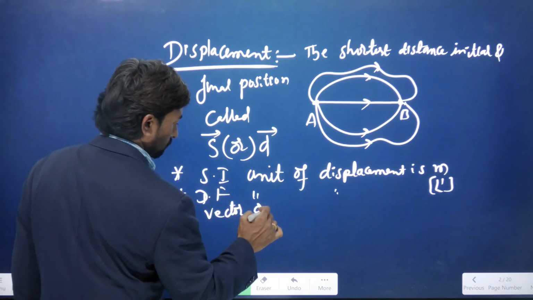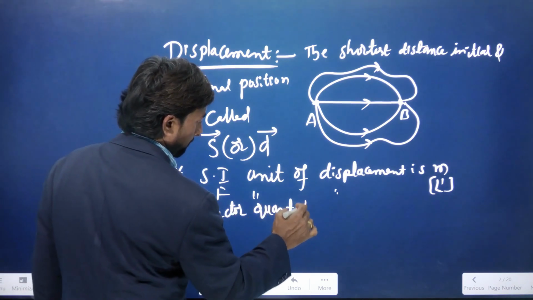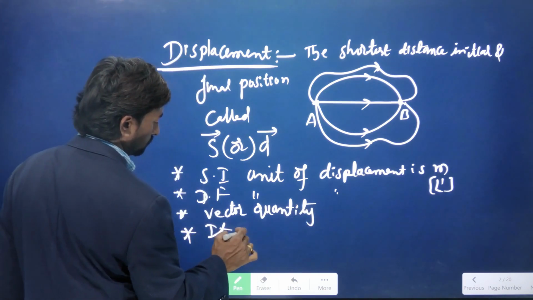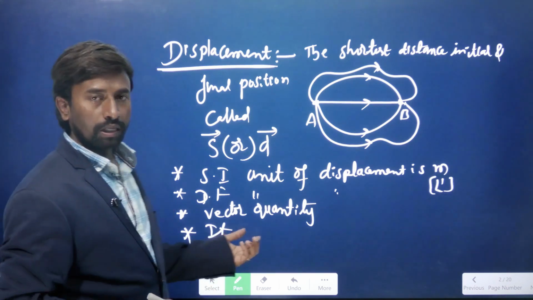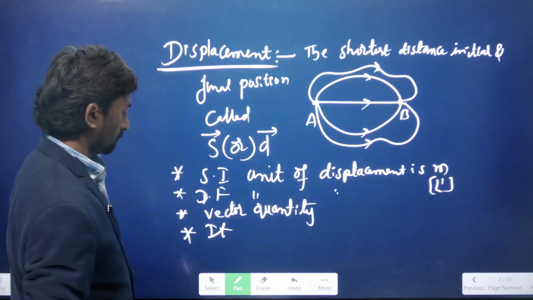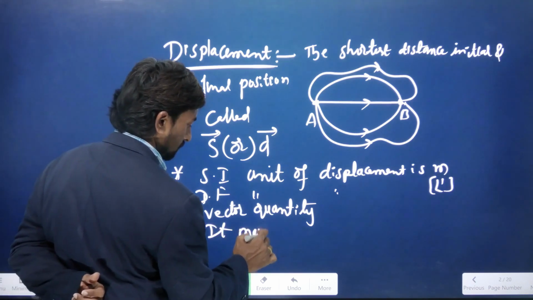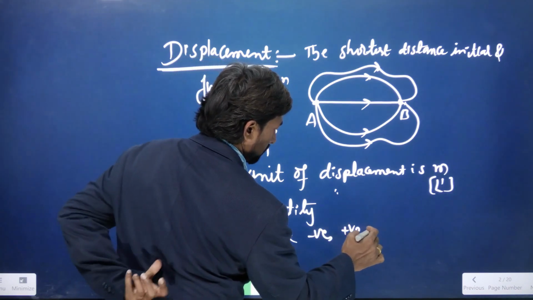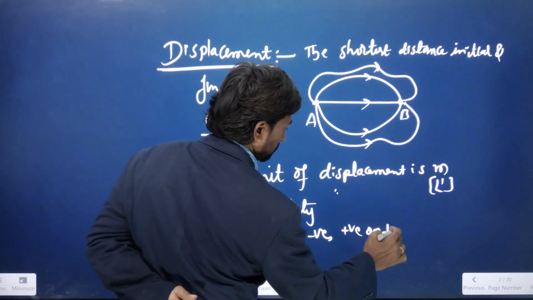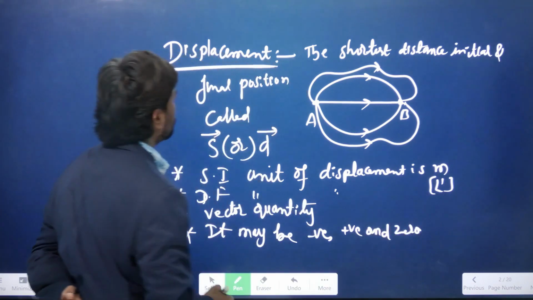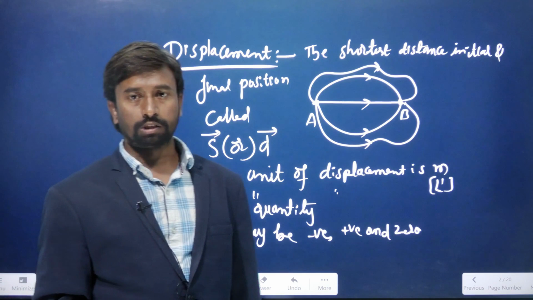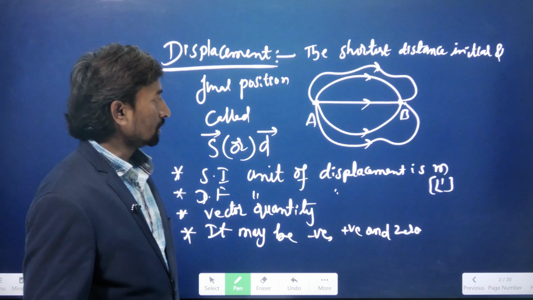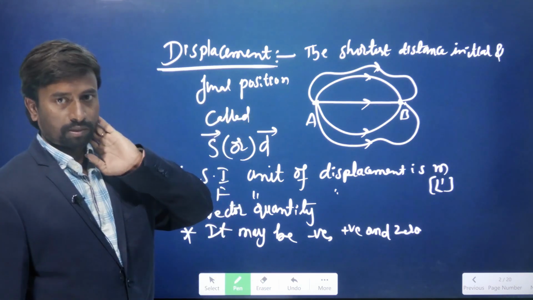Vector quantity, and this displacement value may change; it may be 0, and it may also have negative and positive values. So this is about the displacement. Displacement is nothing but the shortest distance between the initial and final position. So what are the differences between distance and displacement?